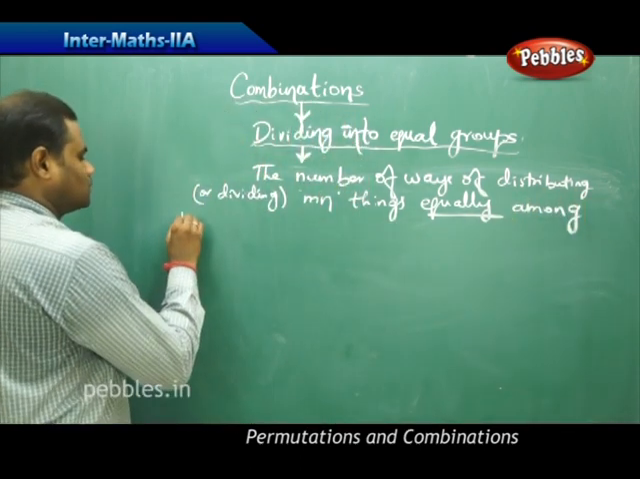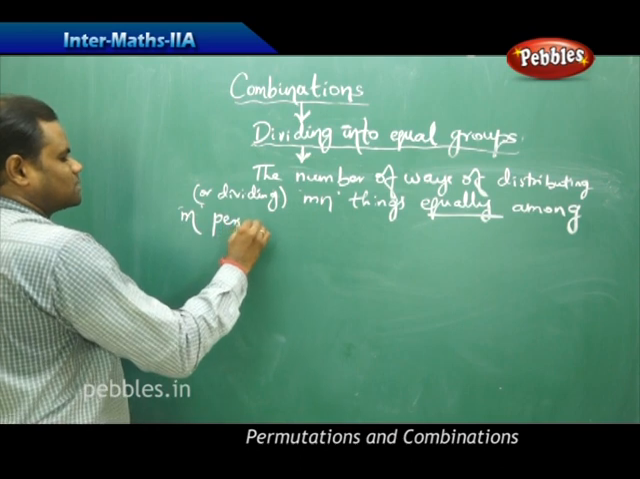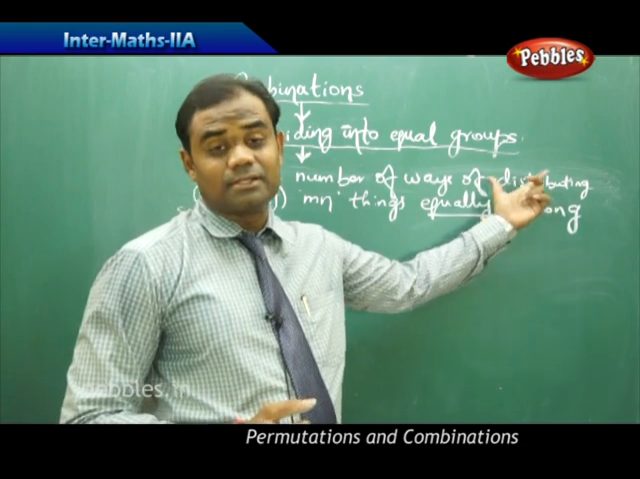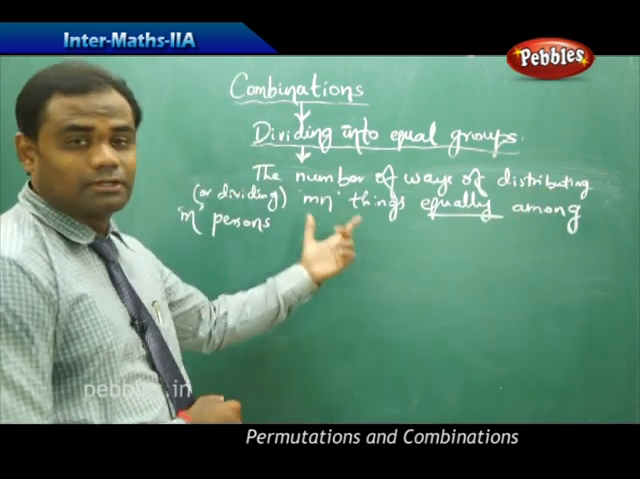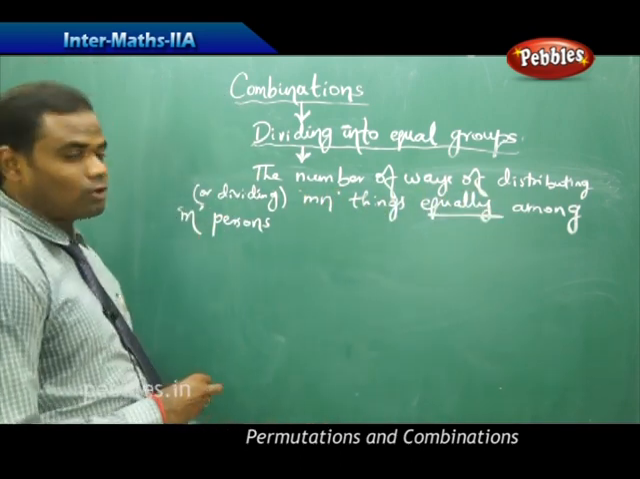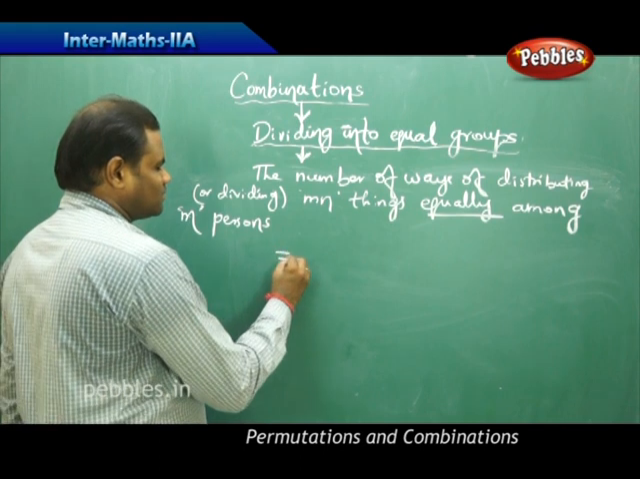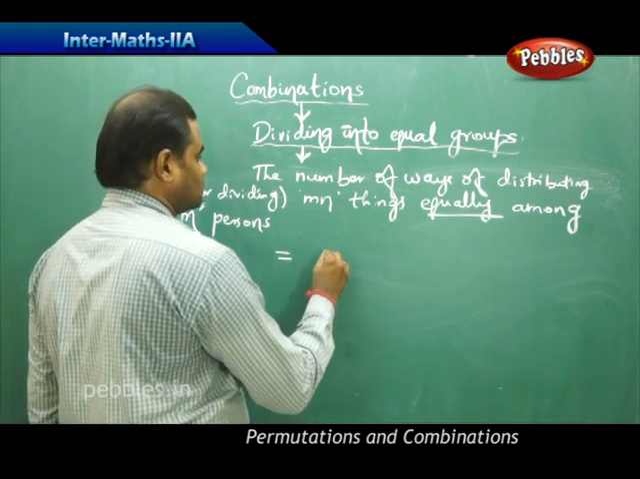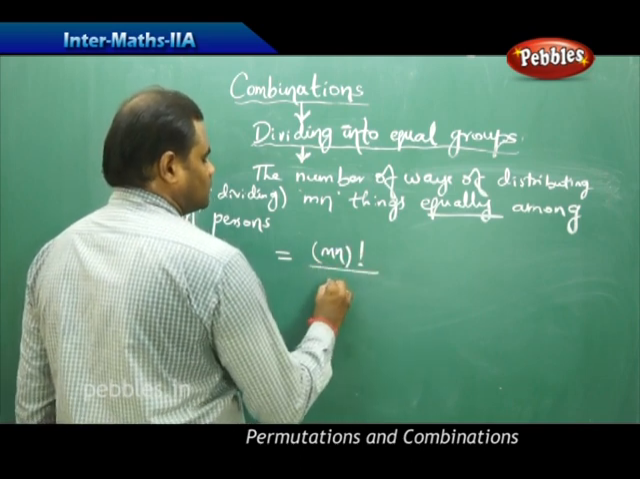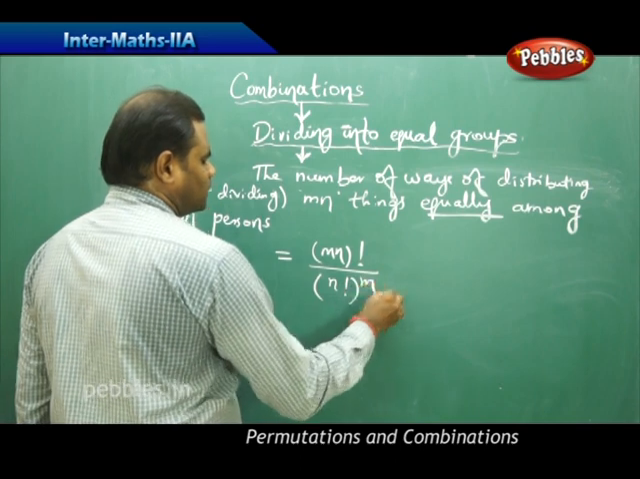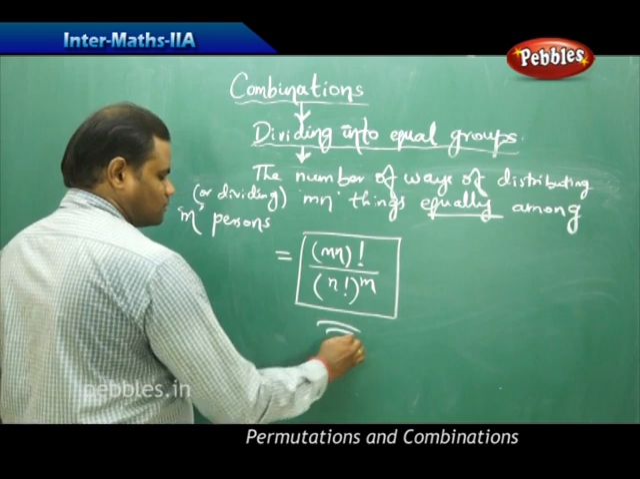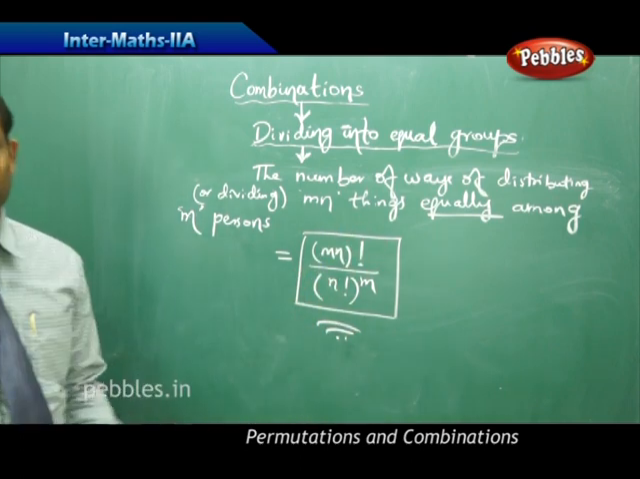among, say, m persons. I refer to persons because I want this to be understood in the form of distribution, which makes this topic be understood better in this particular session. The number of ways of distributing mn things equally among m persons is done through (mn)! / (n!)^m, is how we understand the formula through its respective definition.